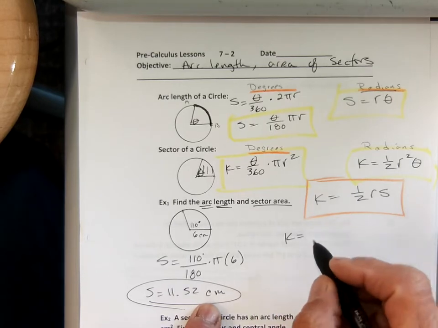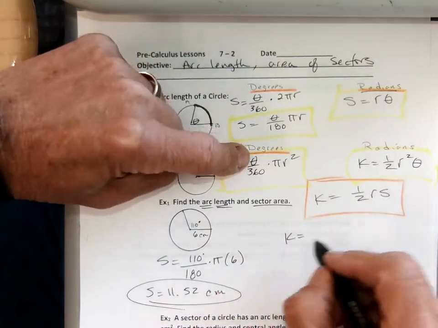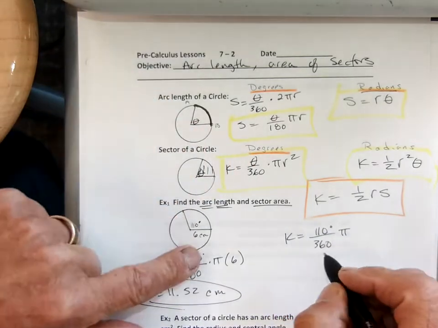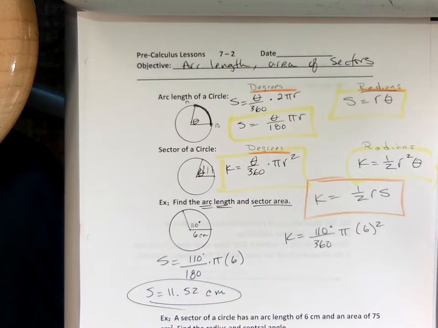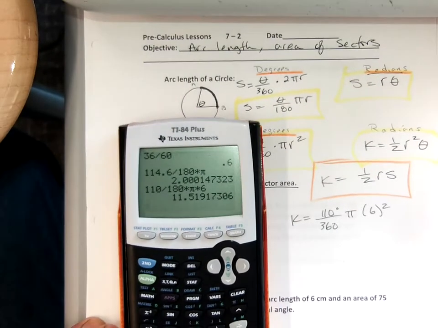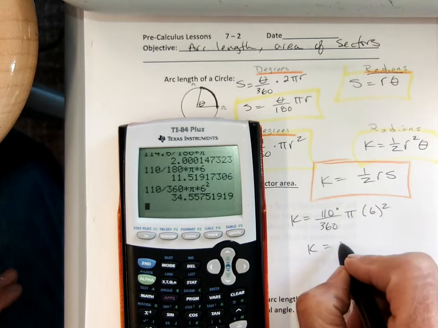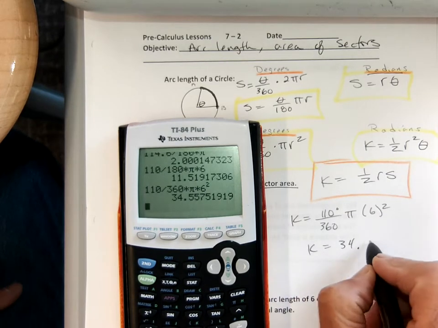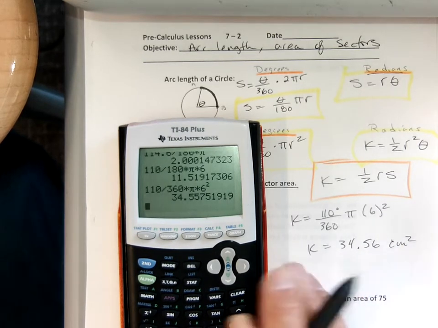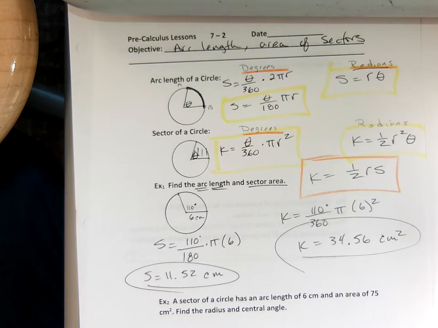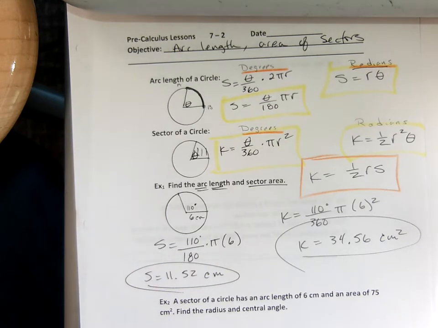symbol for area of the sector, is equal to my angle is 110 over 360 pi times 6 squared, okay? And I'm just going to use my calculator, 110 divided by 360 times pi times 6 squared. And you get an answer of about 34.56 centimeters squared because it's an area, okay? How am I doing? This isn't so bad, right? You just have to look for the formula that works for you, okay?